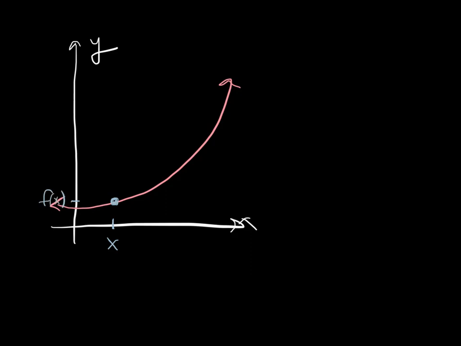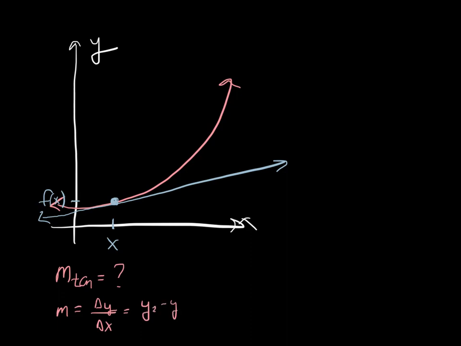And let's say we were to draw a line tangent to that point, to the graph at that point. So it might look something like this. So this is a tangent line right here in blue. So the question is, what is the slope of that tangent line? And the problem is that we don't know, because we know how to find slope if we have 2 points. And here we only have 1 point.